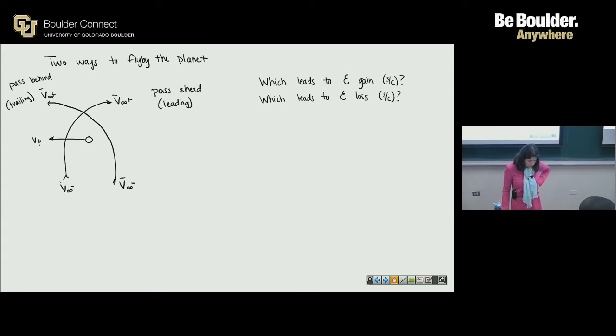So, velocity of the planet, V infinity minus, V infinity plus, V arrive.